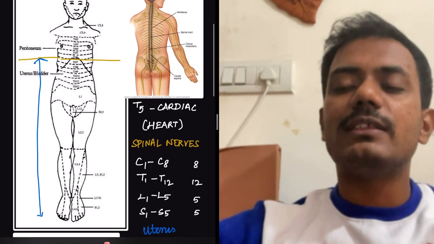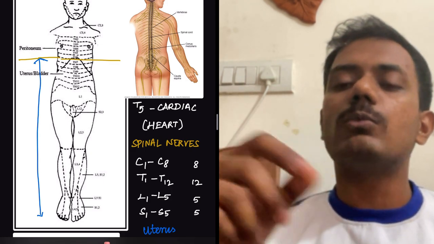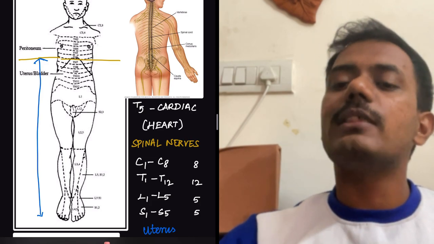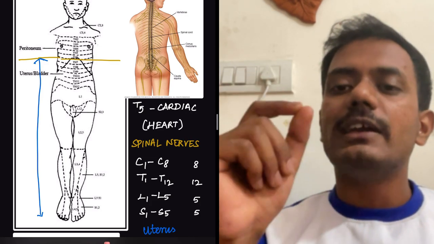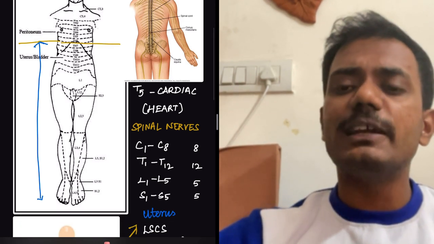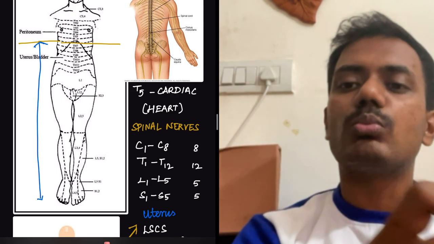Then if it is in the chest region, it is called thoracic. So thoracic nerves are 1 to 12. If it is in the abdomen region, the stomach region, they are called lumbar nerves, named L1 to L5. When it is in the hip region, they are called sacral nerves, named from S1 to S5.